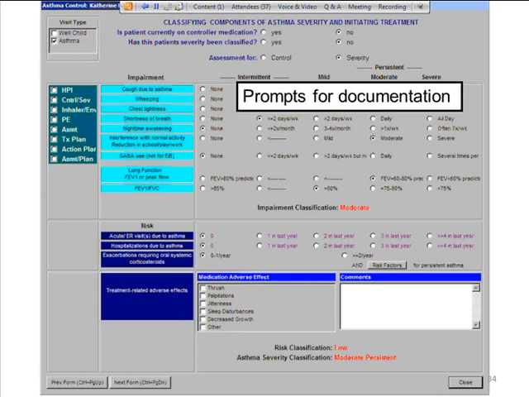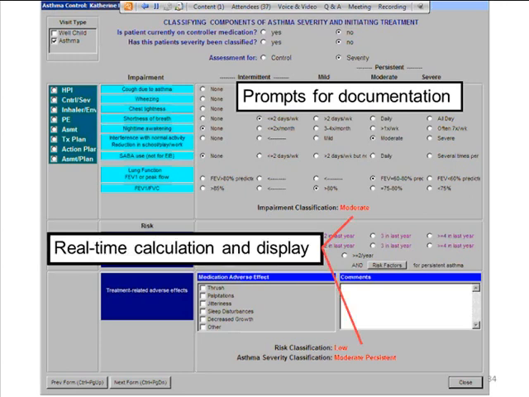So for example, we have these prompts for documenting appropriate information. We have real-time calculation and display. The impairment classification, as you click these radio buttons, changes dynamically, helping you to understand what constitutes moderate impairment and low risk in this particular instance.